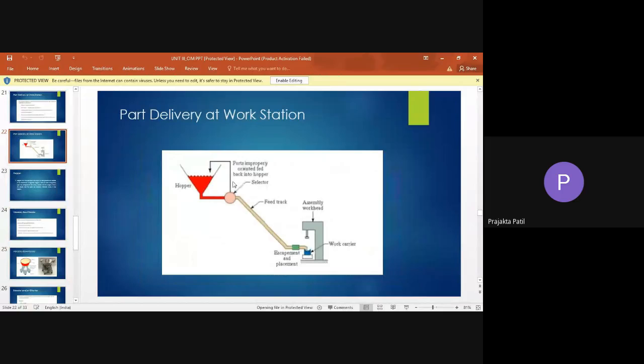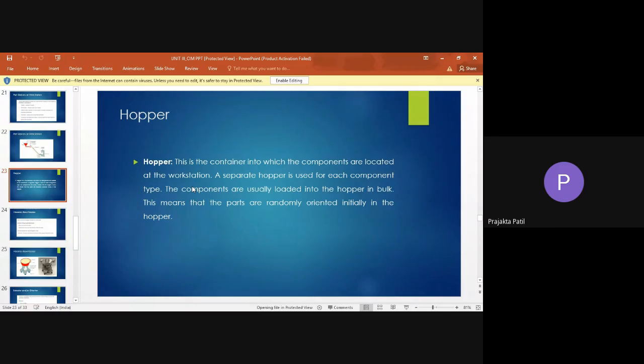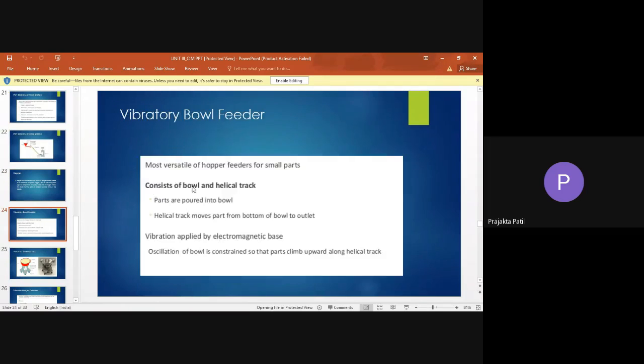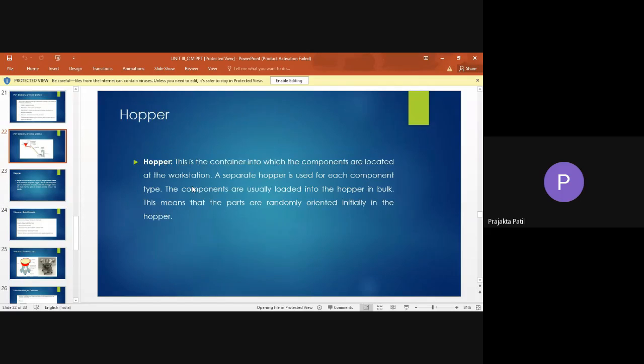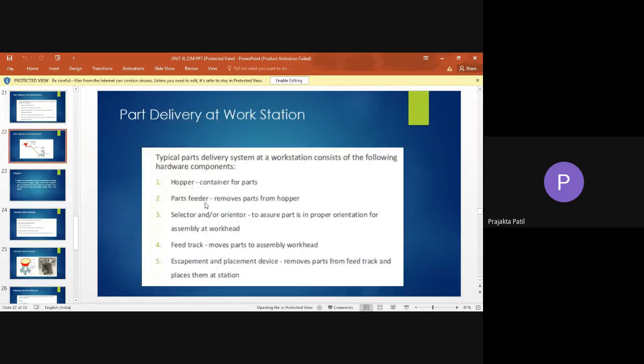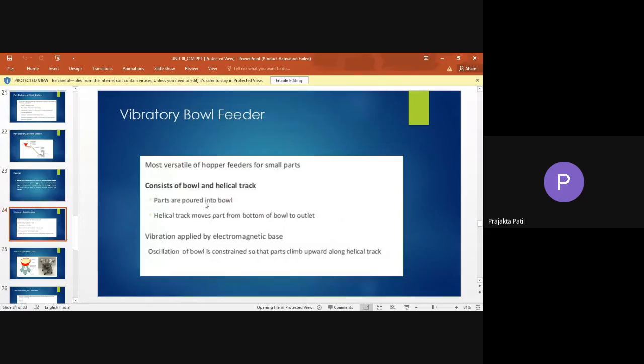Okay, so hopper is basically nothing but a tapered structure which is going to help you hold all the components. Next is the vibratory bowl feeder. As we said, the next part is a part feeder. So what is this part feeder? We have one of the examples, which is a vibratory bowl feeder.